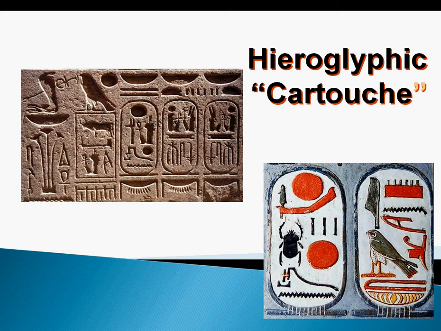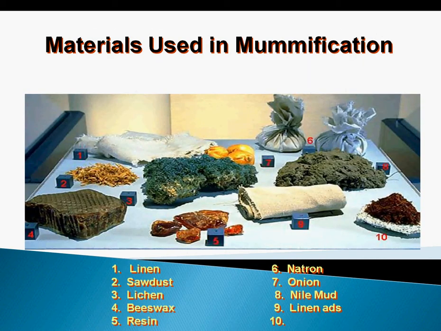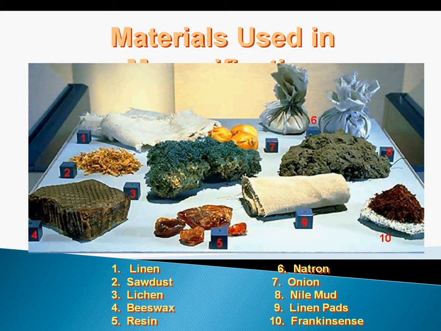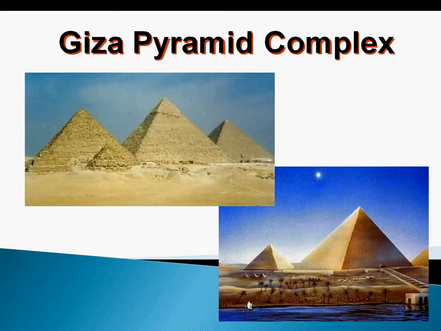Hieroglyphics was formed to record information and history. They had an extensive alphabet and over 700 phonetic symbols for sounds carved on walls. Mummification: just some of the stuff that they used to mummify important people, and then placed in sarcophaguses and buried in tombs, some of which have been excavated, some robbed over the centuries. So they were interested in that.